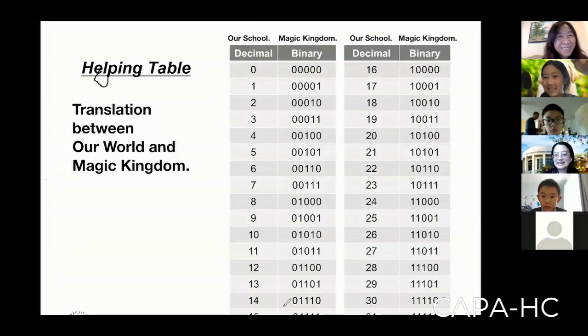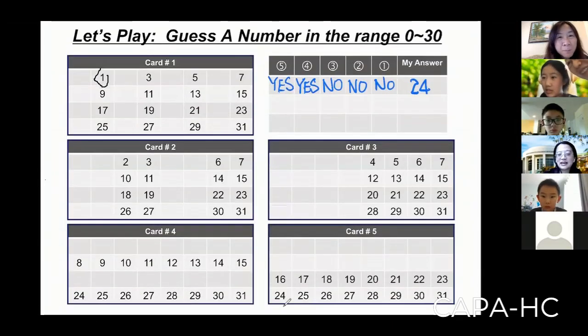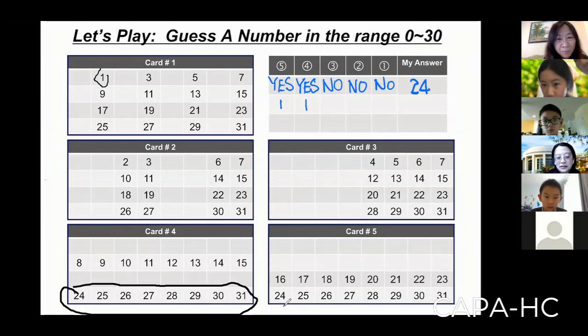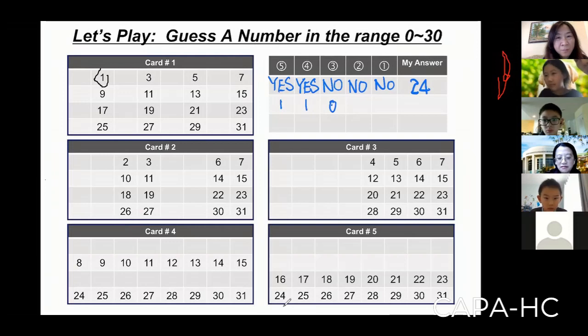Yes. So how did I really quickly compute this number? What I would do is convert it into this magic kingdom of ones and zeros. They only have 1 and 0 to write down a number. So I'm going to convert all the no's into 0 and all the yes's into 1. And then we have this translation table.